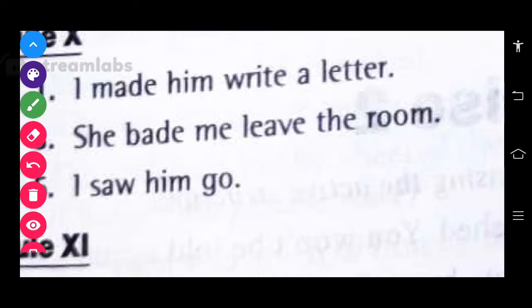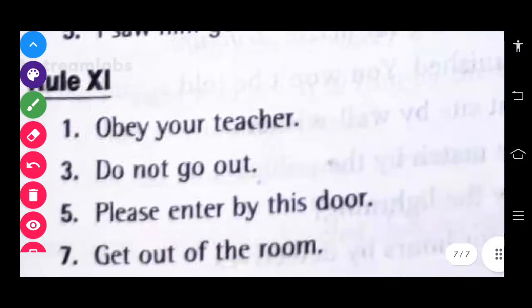In the sentence I made him write a letter, made is the finite verb, write is a non-finite verb. So your object is him, so that he was made to write a letter. That's it. We need not use by me. And: she bade me leave the room. I was bade to leave the room. I saw him go. He was seen to go. We have to say like this.